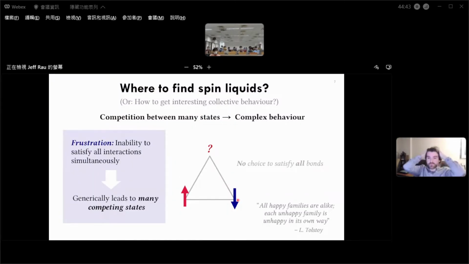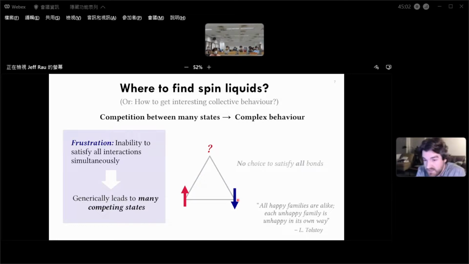So we're looking for magnets that do not order all the way down to T equal to 0 and are distinct from trivial paramagnets. Where are we going to look for this? Where do we get interesting collective behavior? The usual route people go for here is to look for systems where you have competition between many states.